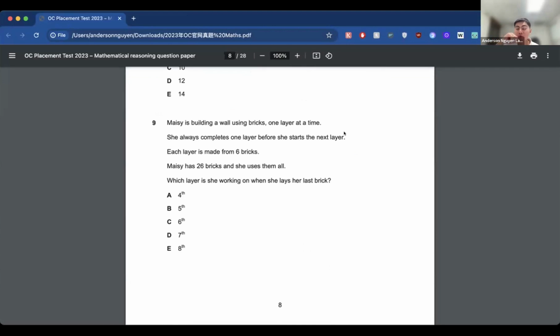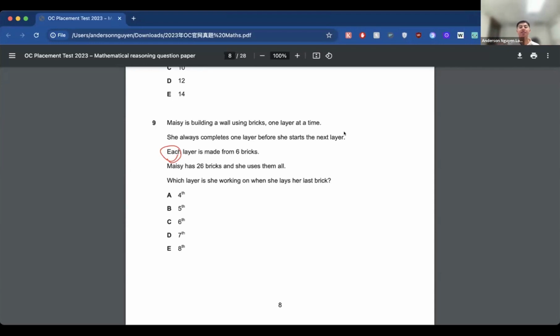Maisie is building a wall using bricks, 1 layer at a time. She always completes 1 layer before starting the next layer. Each layer is made from 6 bricks. Maisie has 26 bricks and she uses them all. Which layer is she working on when she lays her last brick? Now, you see the word each. Again, you think of multiplying and dividing. So she's dividing up these 26 bricks into layers.